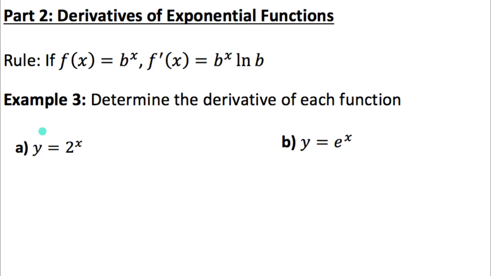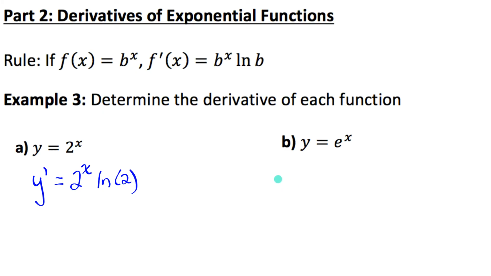So how do I find the derivative of this exponential function, y equals 2 to the x? I find the derivative, which I'll denote as y prime, by doing the exponential function, 2 to the x, multiplied by ln of its base, so ln of 2. That's its derivative. Let's try another one, part b, and this is a great one.